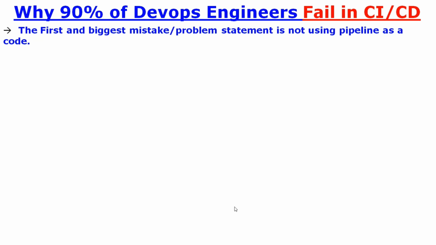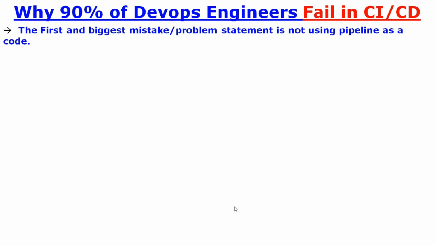The modern way is to write everything as code. Use a Jenkinsfile, GitHub Actions, GitLab CI, or Azure DevOps CI/CD. Your entire pipeline should live inside your repository. That way you can version control it, review it, and easily reproduce the same pipeline anywhere. Please remember this: if your pipeline isn't in Git or in Azure DevOps, it's not real DevOps. So that is the first problem statement you should be aware of.